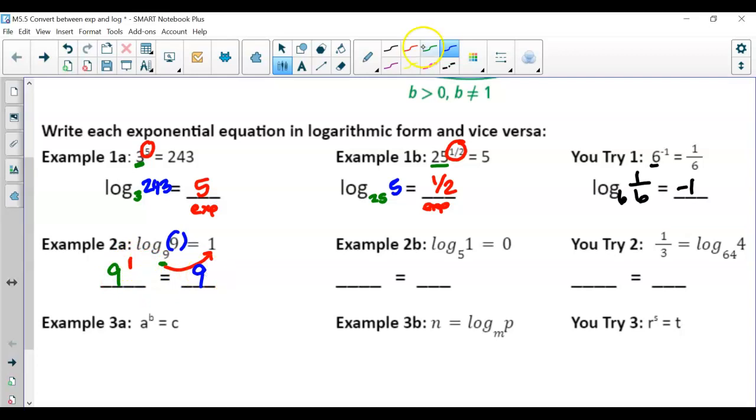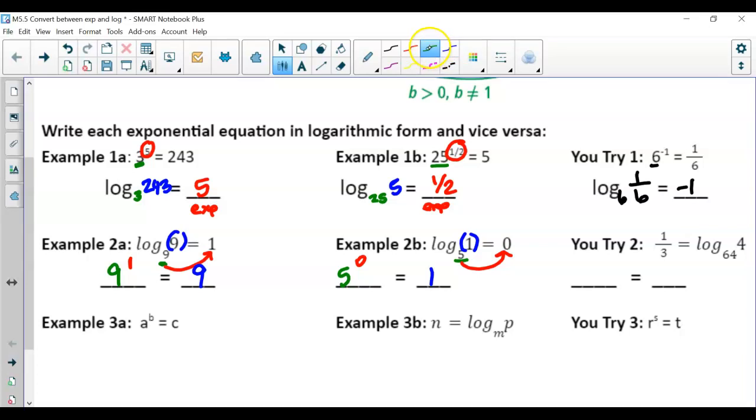So same thing here. What is our base of our log? 5. So 5 to the what power? 0. Now, anything to the 0 power, guys, heads up, if you did not know this, is always equal to 1. So 5 to the 0 is 1, which matches. Log base 5 of 1 is equal to 0. So go ahead and pause the video and try on your own.